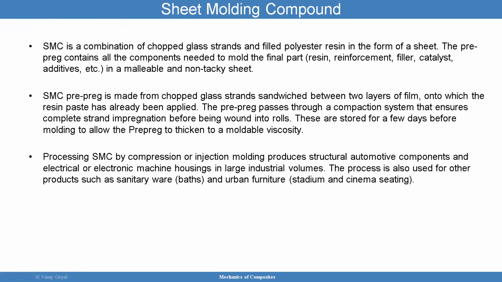Sheet molding compound is another technology that's used. SMC is a combination of chopped glass strands and filled polyester resin in the form of a sheet. And the prepreg will contain some of the components mixed in. It's going to have resin, reinforcements, filler, catalyst, and so forth. Sheet molding compound is made from chopped glass strands sandwiched between two layers of film onto which you have a resin paste that has already been applied. The prepreg passes through a compaction system that ensures complete strand impregnation before being wound into the rolls. So really robust ideas here on how to manufacture composites.